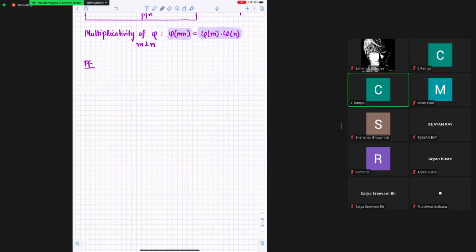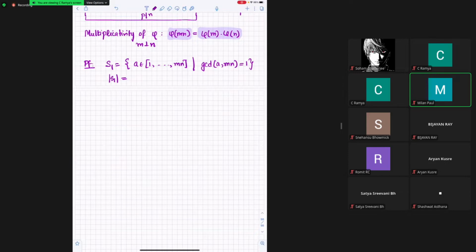So this is the number of numbers that are co-prime to mn, right? So let's take the set S1 to be all these numbers that are co-prime to mn. So what is this? You can think about this as all those numbers a in 1 to mn such that the GCD of a and mn is 1. So this is essentially the definition, right? So what can you say about the cardinality of S1 by definition? Phi of mn. That is just from the definition.